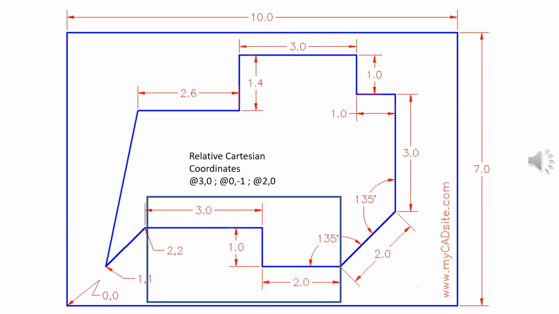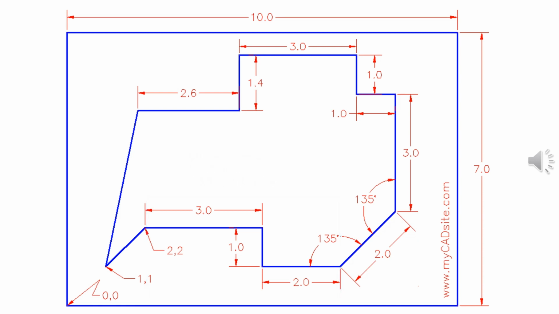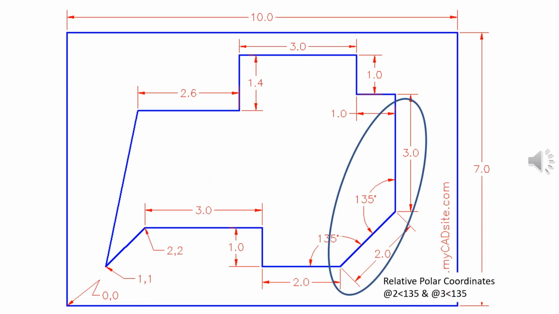For the next series of lines where we have measurements but not exact coordinates, it would be beneficial to use the relative Cartesian coordinate system, where we're saying how much we're traveling in the x and y directions, or our position relative to the last point. For the next few lines, where we have an angle and a length, it would be easiest to plot these using the relative polar coordinate systems.